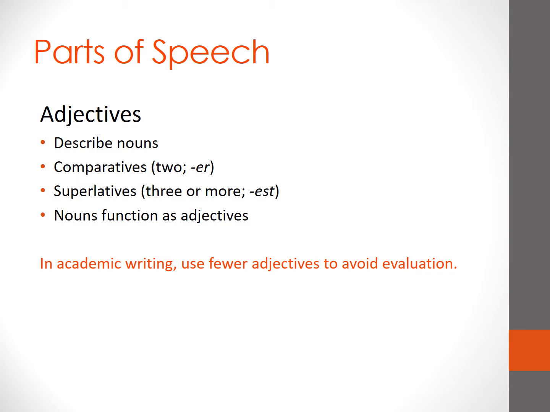Adjectives. Adjectives describe nouns. They're called comparatives when we're comparing two nouns, and they usually end in ER, such as the word larger. We have superlatives when we're comparing 3 or more nouns, and they end in EST, such as the word largest. Nouns can also function as adjectives, like the red balloon. Red is a noun, but in this case it functions as an adjective. In academic writing, use fewer adjectives to avoid evaluation because we want to stay objective in academic writing.